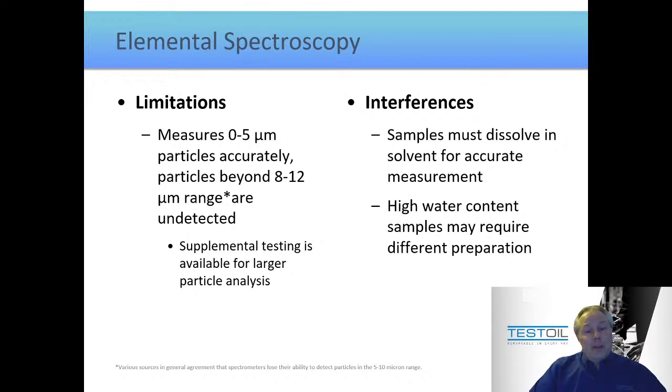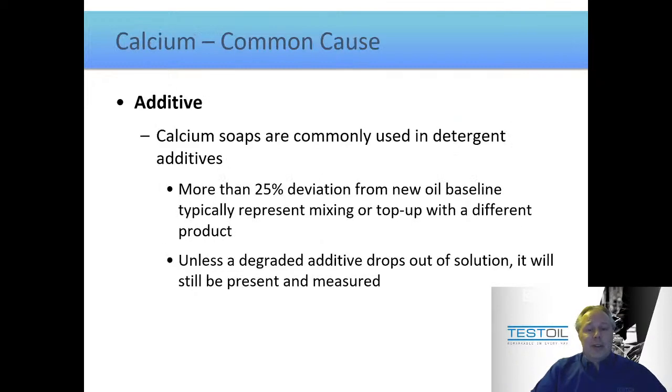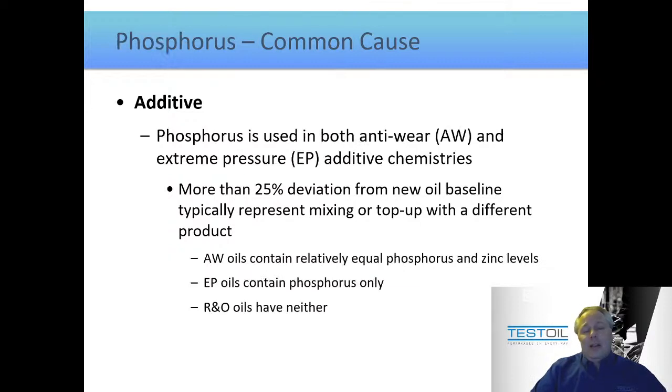When we talk about the results, two I'll draw your attention to are calcium and phosphorus. Calcium is one of the elements we measure because we expect to find it as an additive if the oil is additized with detergents. Phosphorus, which is also an additive, is one of those telltale elements that can tell you what basic additive chemistry is present.